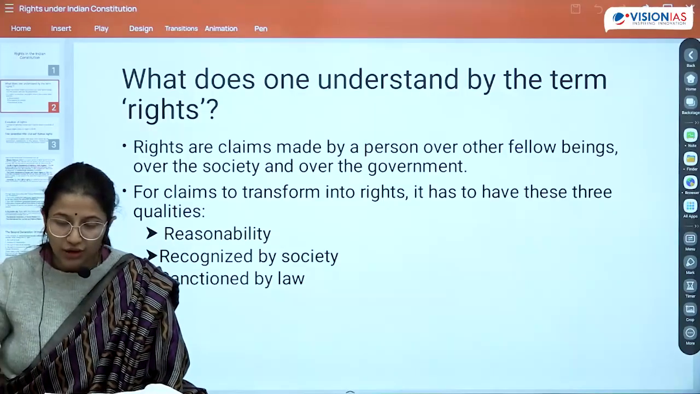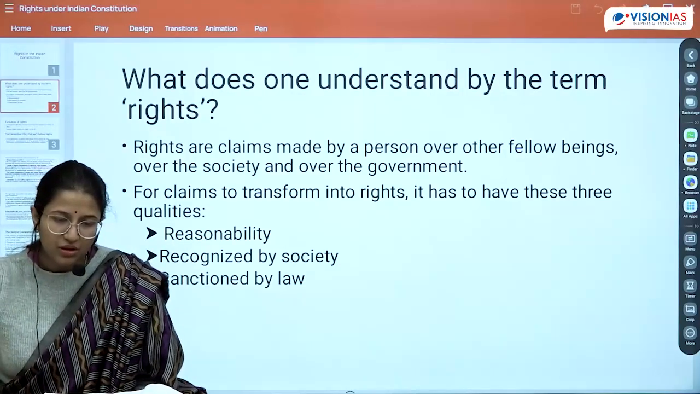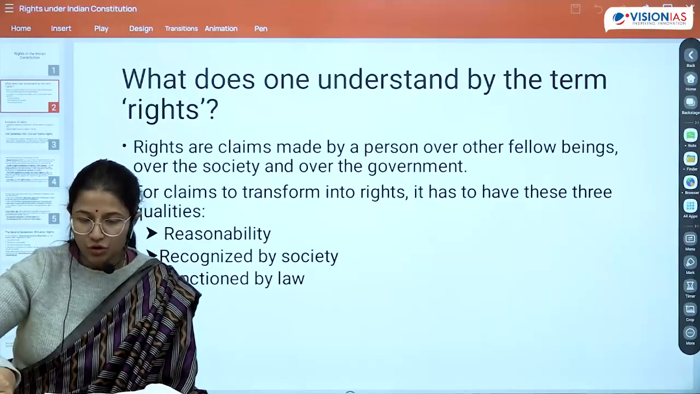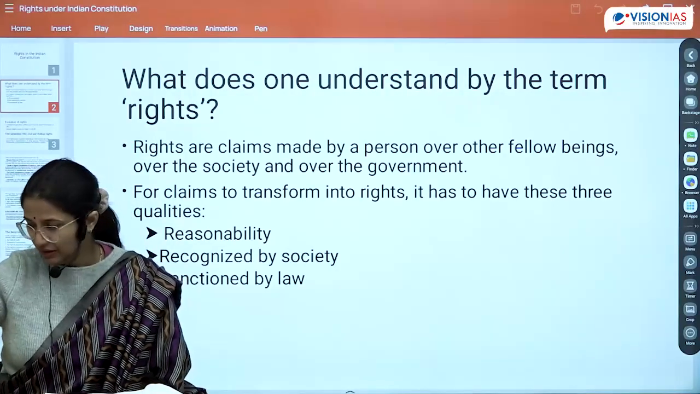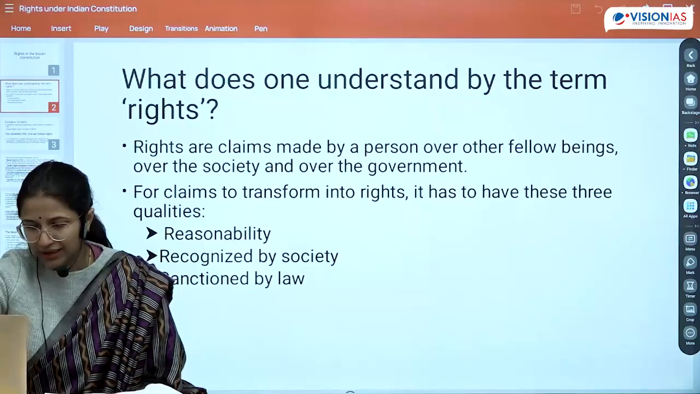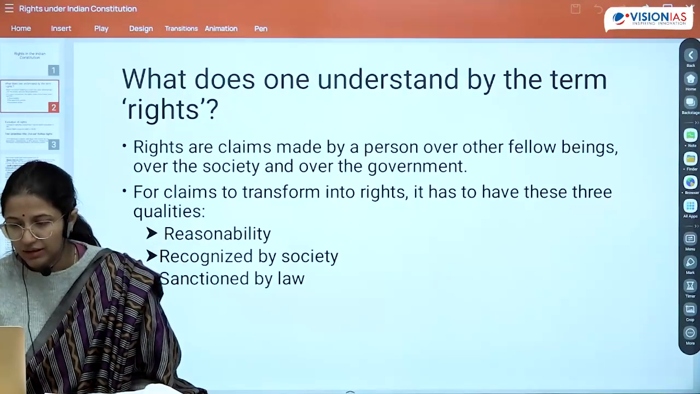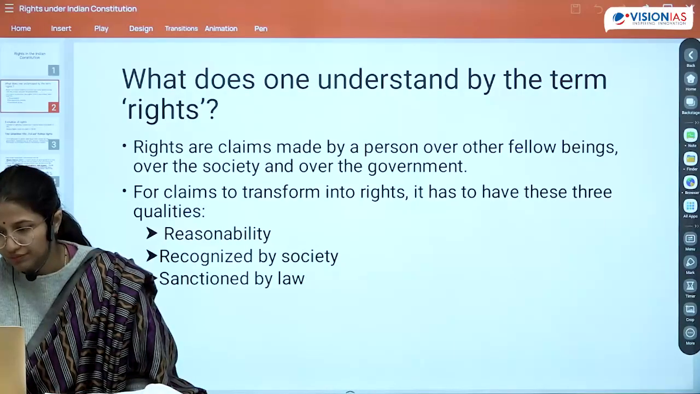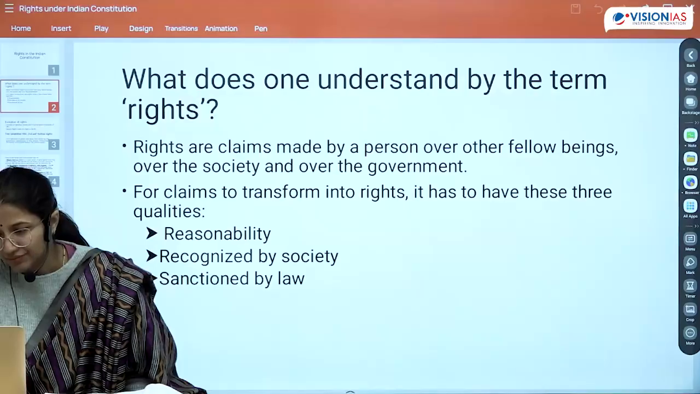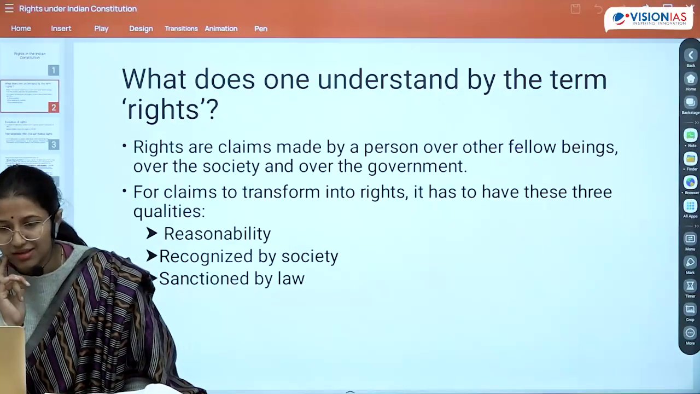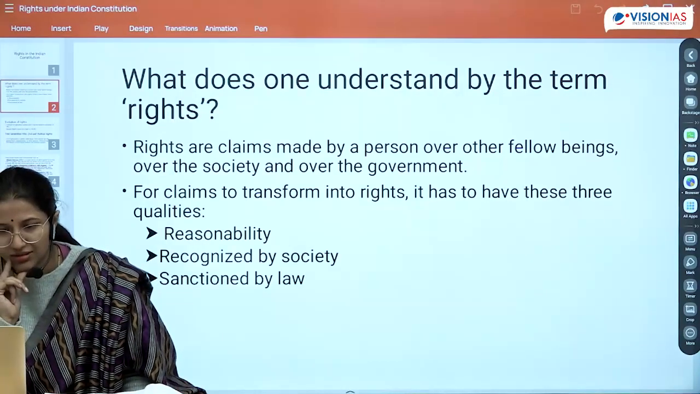Next point, for claims to become rights, they should satisfy three conditions.